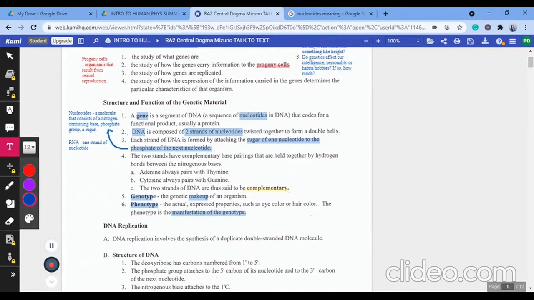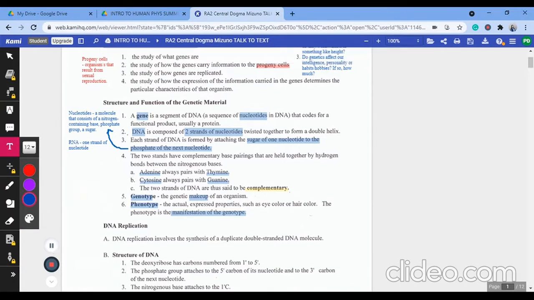The strands have complementary base pairings that are held together by hydrogen bonds. Adenine always pairs with thymine, and cytosine with guanine. So the two strands of DNA are thus said to be complementary.